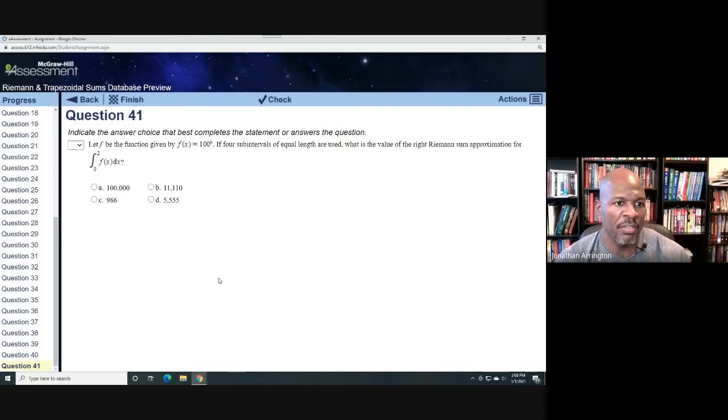It says, let f be the function given by f of x is 100 to the power of x. If 4 subintervals of equal length are used, what is the value of the right Riemann sum approximation for the integral from 0 to 2 of f of x? Now, we're doing 2 types of videos for our concepts. One goes over the conceptual foundation, which is important, and in the other videos we just practice problems. We split it up so the videos won't be as long.